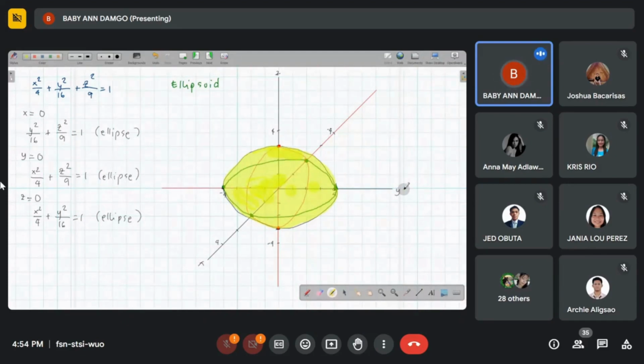Please go screenshot. So one example lang ta ha every graph, and then next meeting mag-practice ta sa tanang graph. So I will give mga equations, and then ato siyang i-identify or determine what kind of graph, and then we will sketch the equation. So the quadric surfaces.